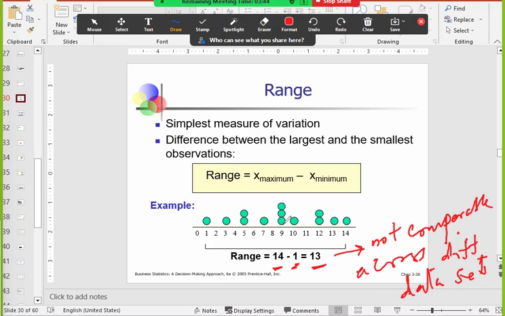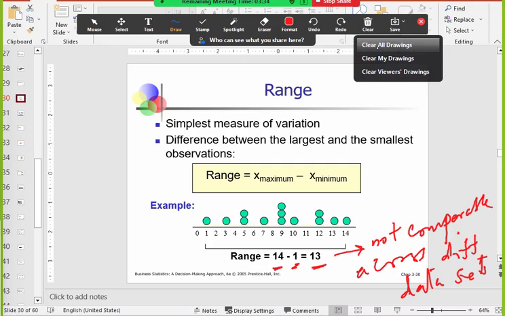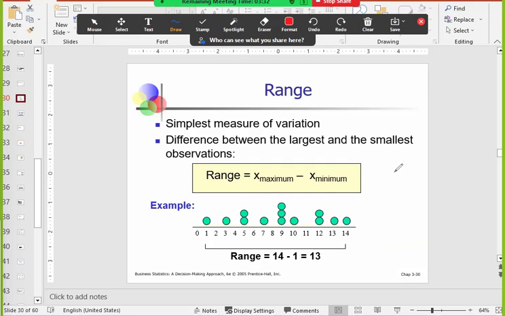So if you have similar data of different banks, then you can compare the range. If this is some other data with different units, then you cannot compare the range and say that this data has a larger range, so it is more spread, or this data has a smaller range, so it is less spread. So this should be taken care of while discussing range.